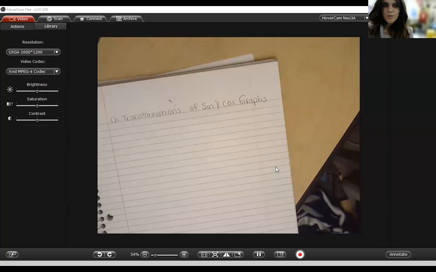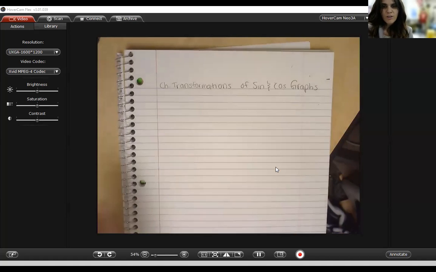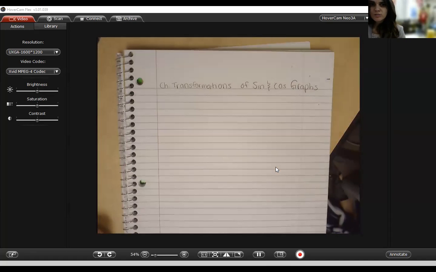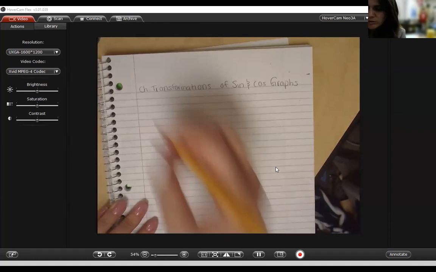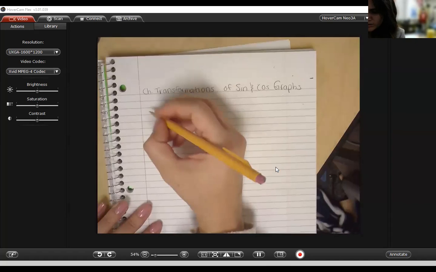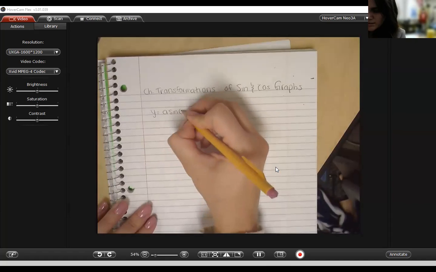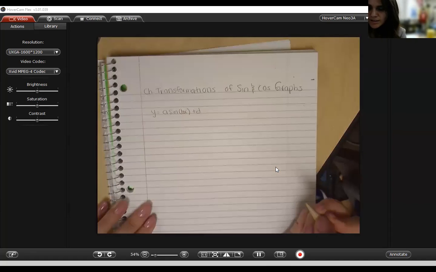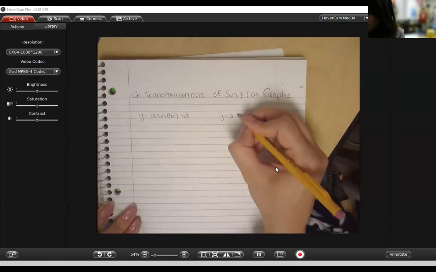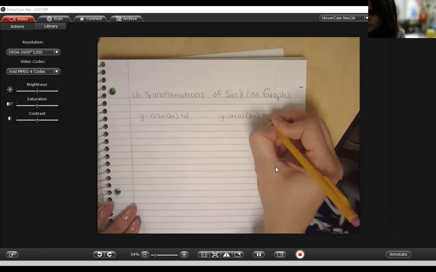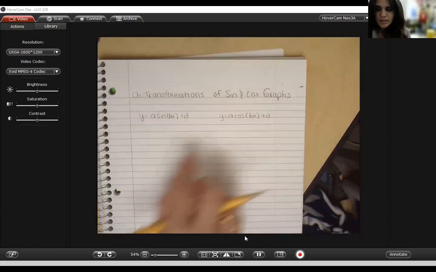Right, hello. So in this video, we're going to review how to do the transformations of our sine and cosine graphs. I'm going to start by giving you the graphing form of these graphs. The graphing form for sine is y equals a times the sine of bx plus d. And cosine is the same thing, we just substitute cosine: a times the cosine of bx plus d. Now I want us to look and see, what does this mean?